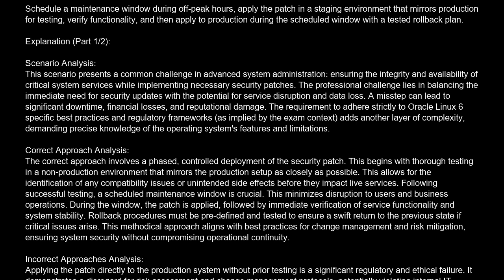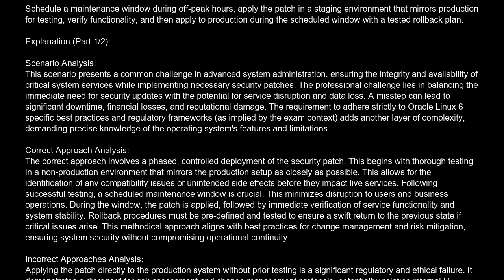The requirement to adhere strictly to Oracle Linux 6 specific best practices and regulatory frameworks, as implied by the exam context, adds another layer of complexity, demanding precise knowledge of the operating system's features and limitations. Correct approach analysis. The correct approach involves a phased, controlled deployment of the security patch. This begins with thorough testing in a non-production environment that mirrors the production setup as closely as possible. This allows for the identification of any compatibility issues or unintended side effects before they impact live services.